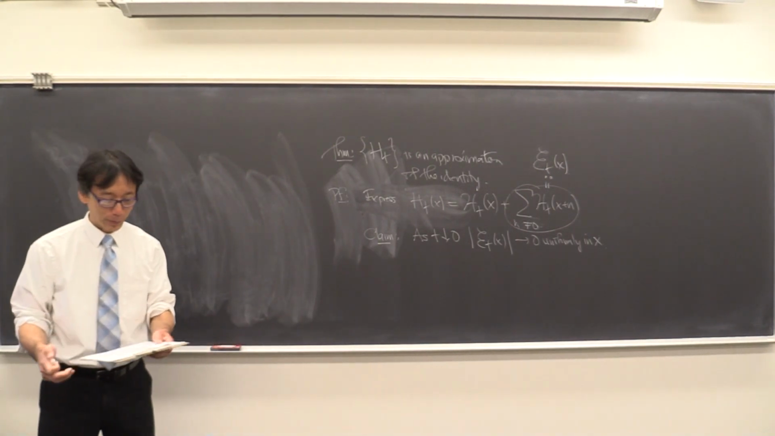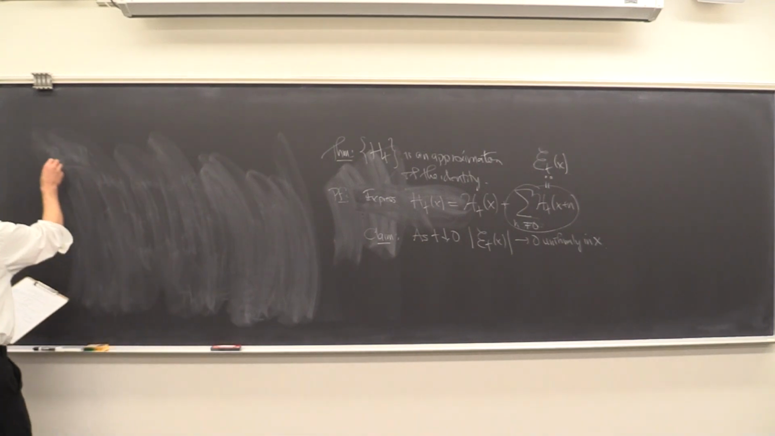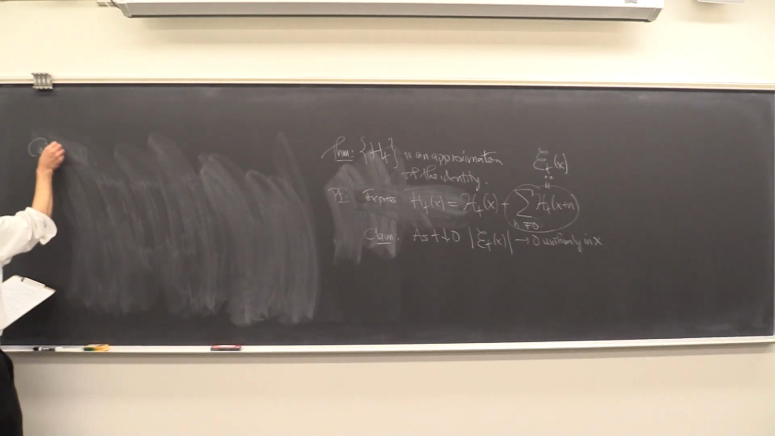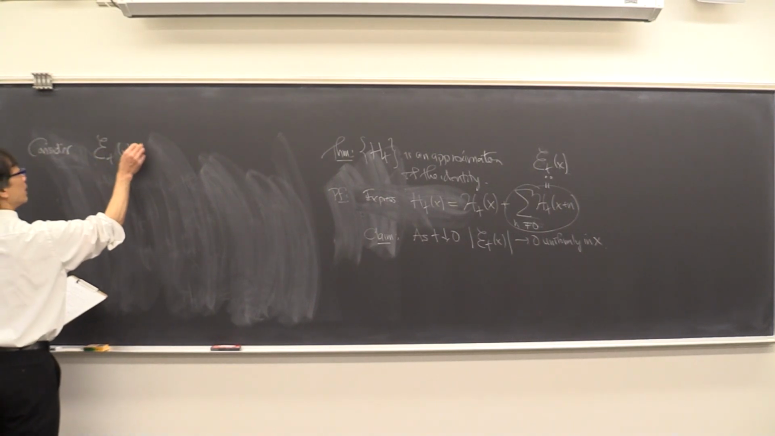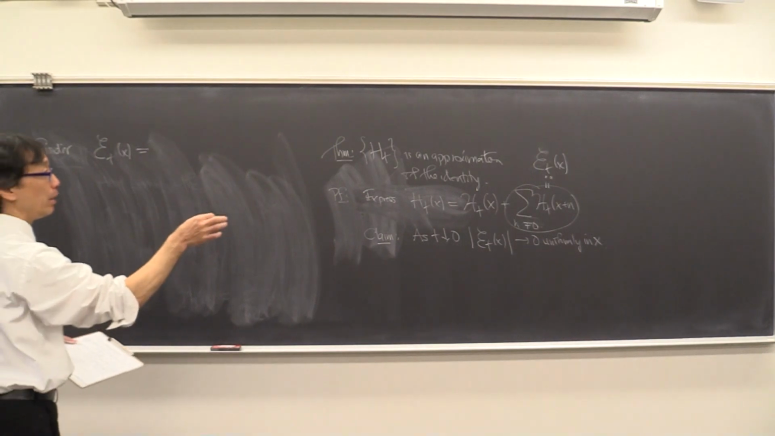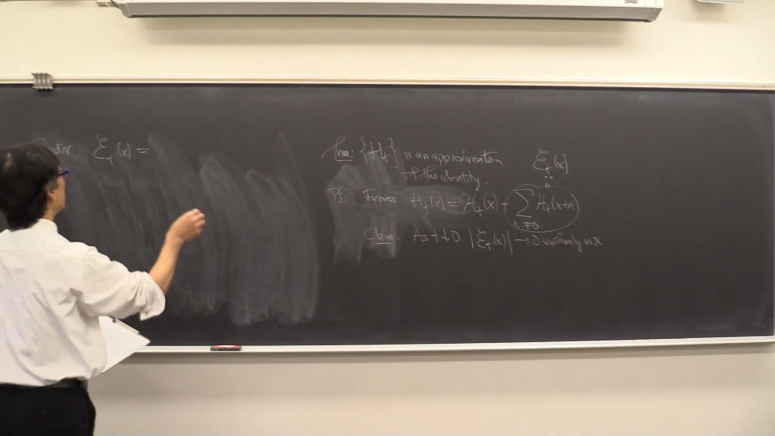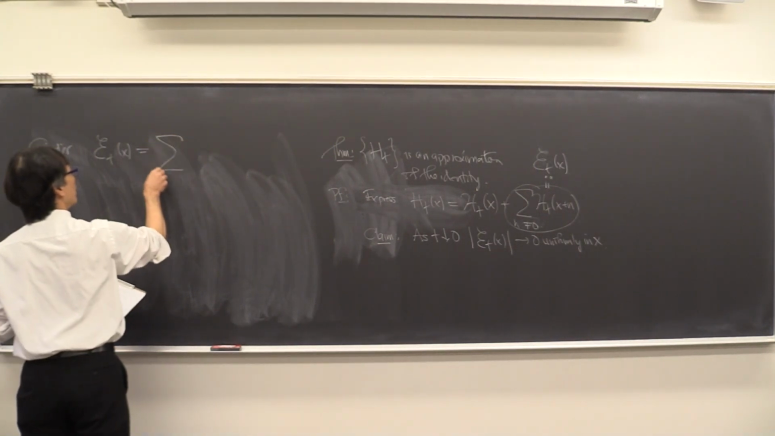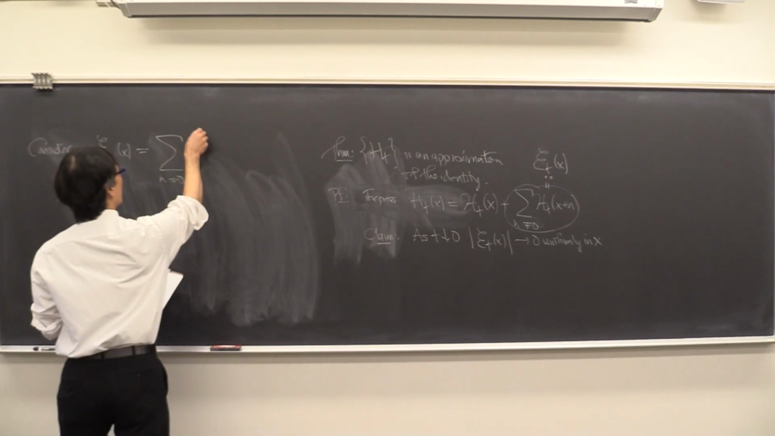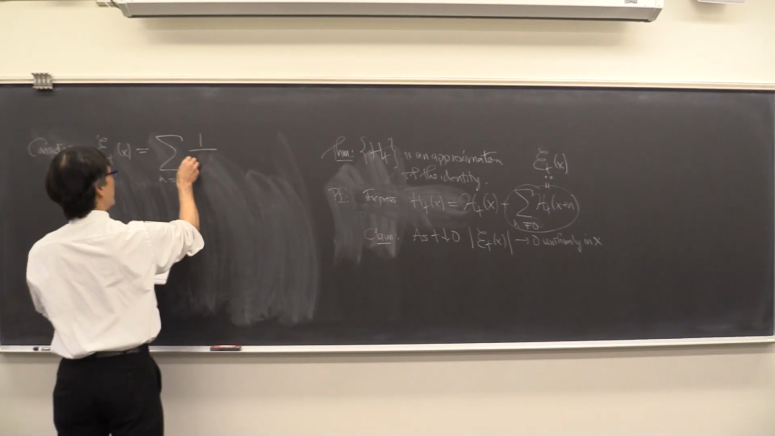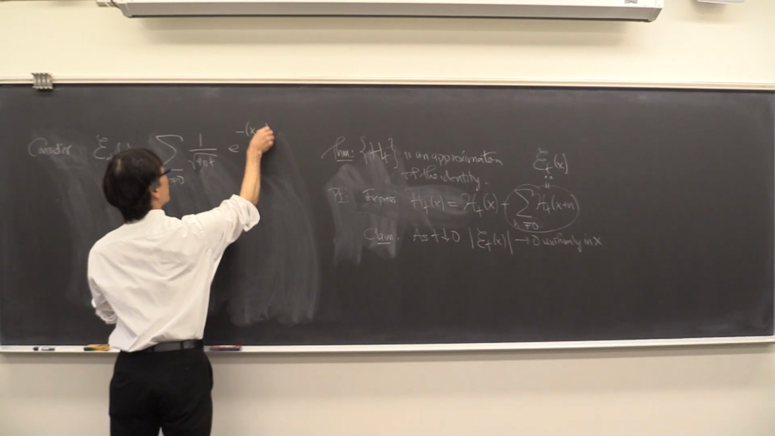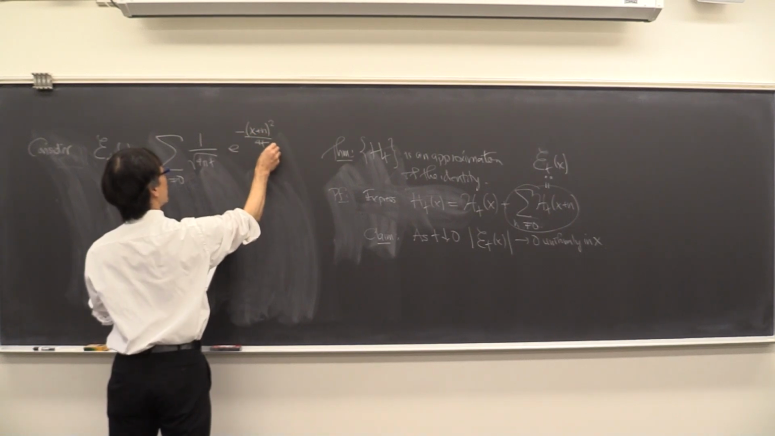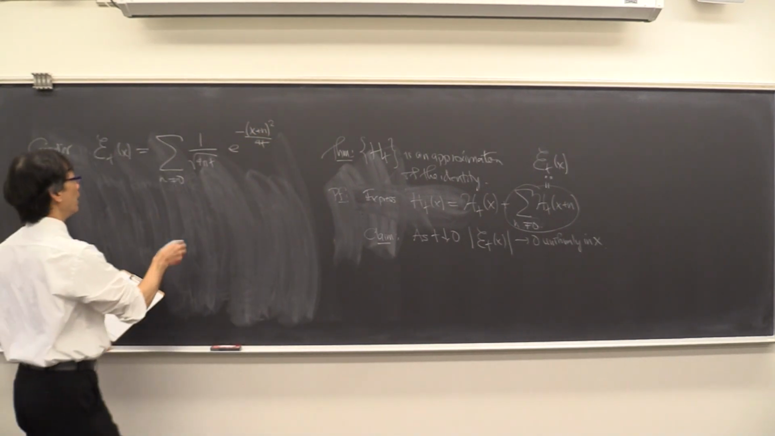So let's look at that. Consider E_t of x. That's the sum of the heat kernel at all these other points. So it's the sum over n not equal to 0 of 1 over root 4 pi t, e to the negative (x plus n) squared over 4t.